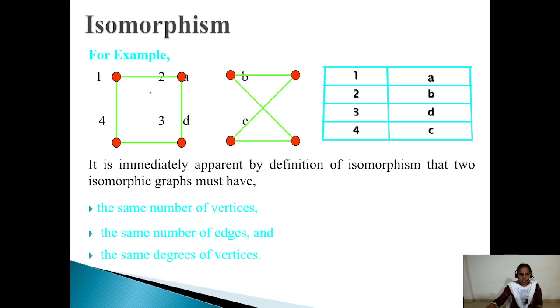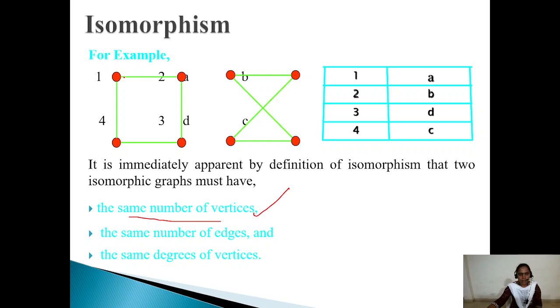G1 is one graph, G2 is the other graph. These are the conditions for the graphs. First, same number of vertices: 1, 2, 3, 4 in one graph and A, B, C, D in the other. These are the four vertices, so this condition is satisfied. Next, same number of edges.